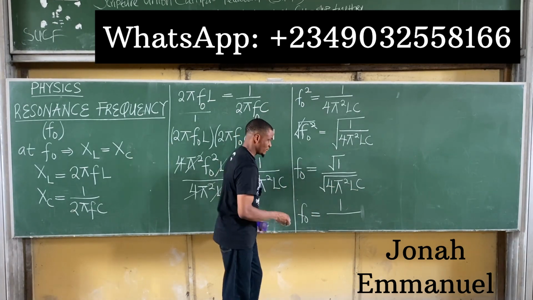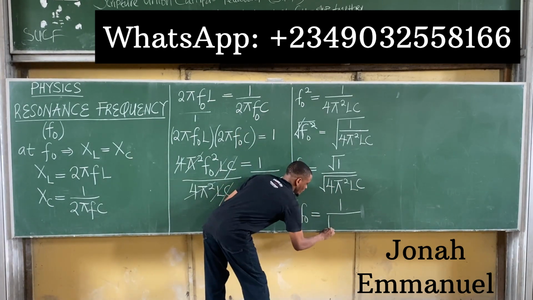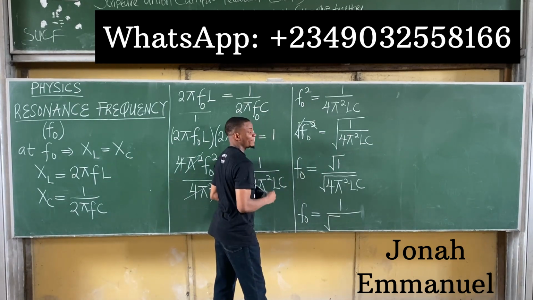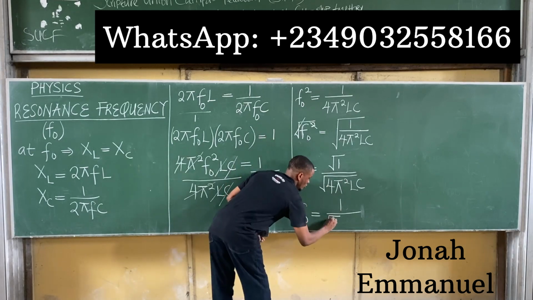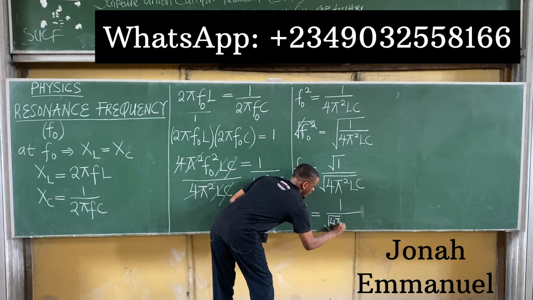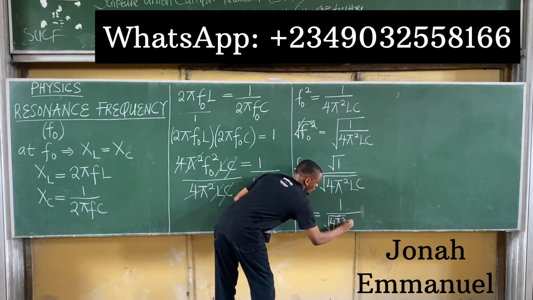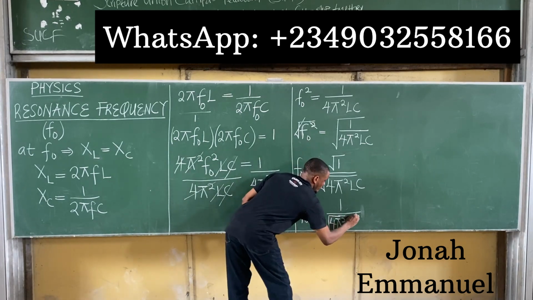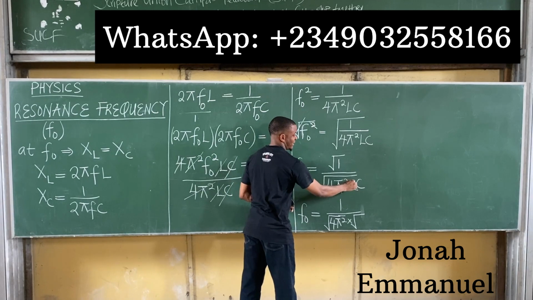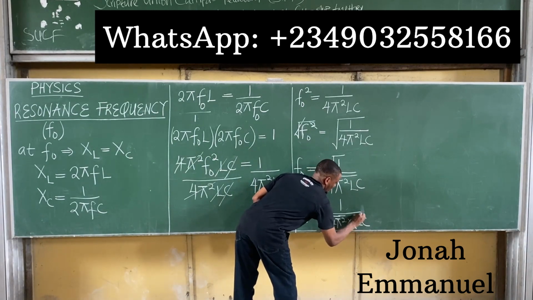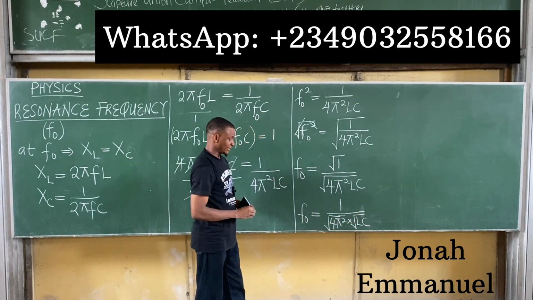So what I'll do is very simple. I'll take the square root of the terms that are perfect squares, which include 4 and pi squared. So this square root of 4 and pi squared will now multiply the square root of the terms that are not perfect squares, which are L and C. That's LC. This is mathematically correct.